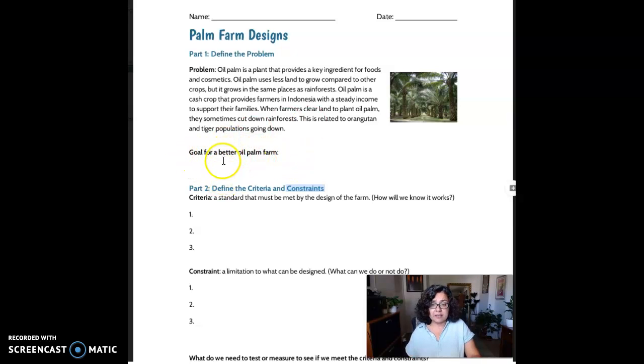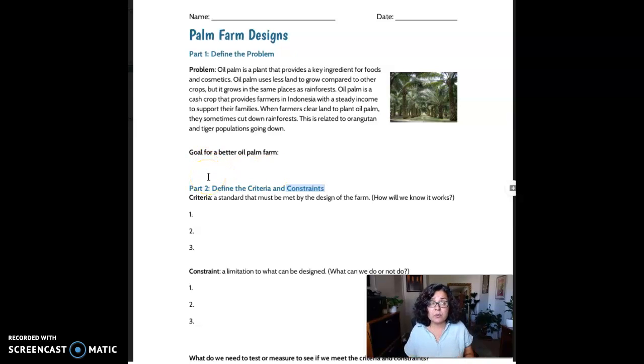Okay, now if you look over here, it says goal for a better oil palm farm. What is going to be our goal? What are we trying to accomplish? If this is our problem right here, this paragraph, what is our goal then? What do we want to do? What are we trying to do? I don't know any other way to say this, guys. So write the goal here.